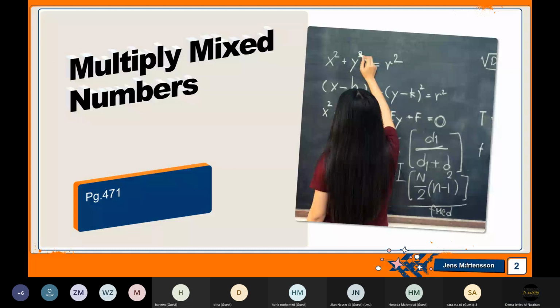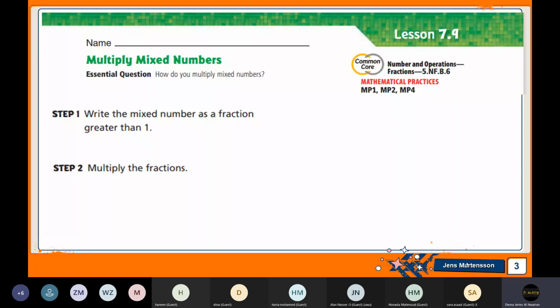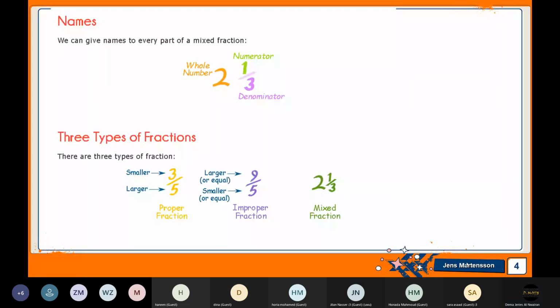Now, when you want to multiply mixed numbers, the first step, you have to write the mixed number as a fraction. Then you have to multiply the fractions. So remember, first step, rewrite them as fractions. Then multiply the fractions. As I told you, the first step is to write it as a fraction. How to write it as a fraction? Let's see.